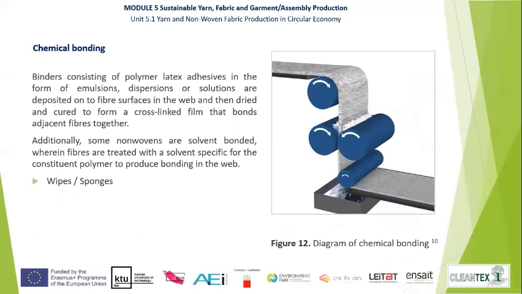And the last bonding process is chemical bonding. Binders consisting of polymer latex adhesives in the form of emulsions, dispersions, or solutions are deposited onto fiber surfaces in the web and dried and cured to form a cross-linked film that bonds adjacent fibers together.